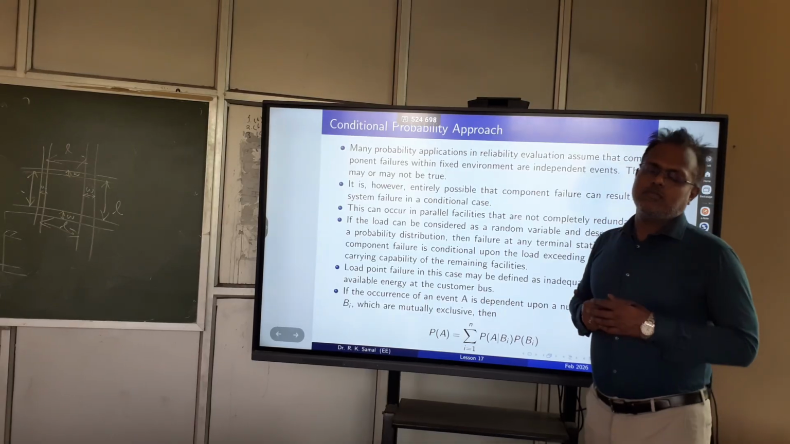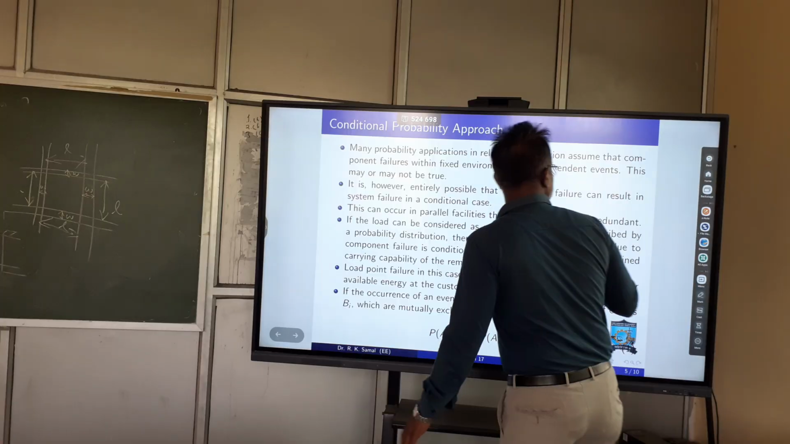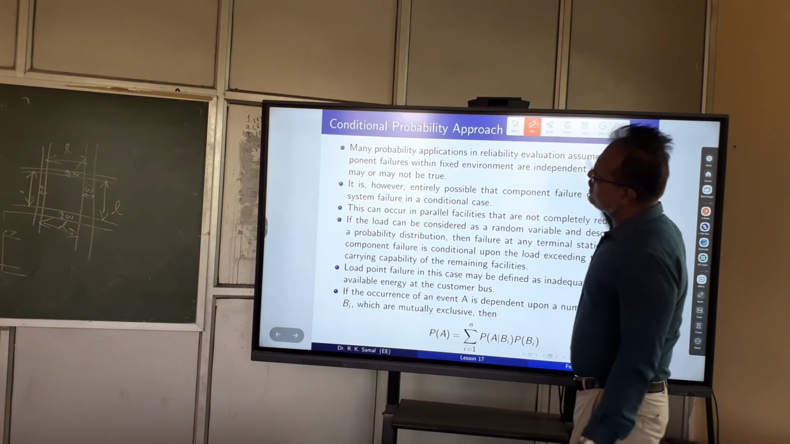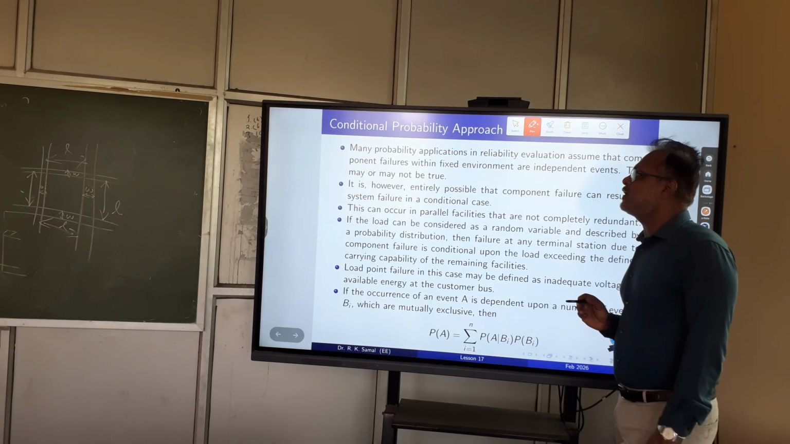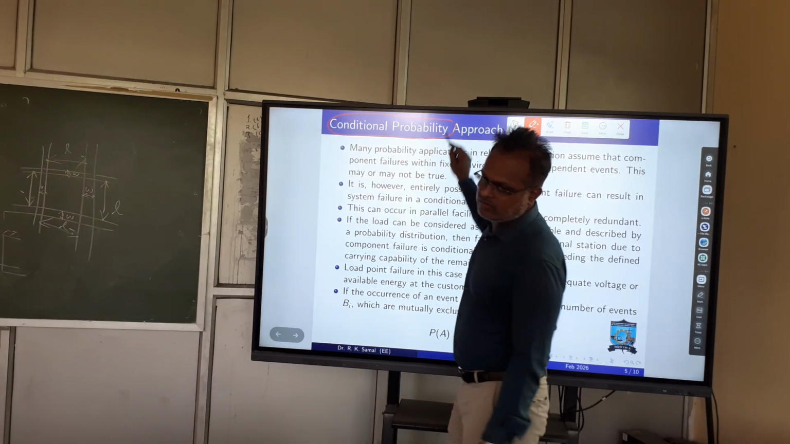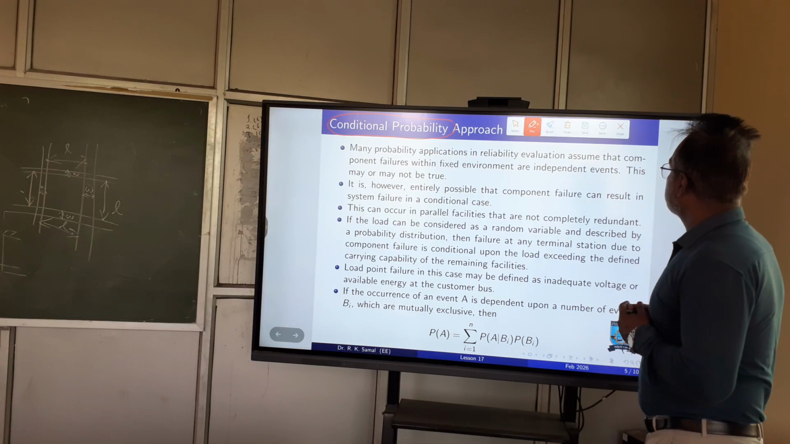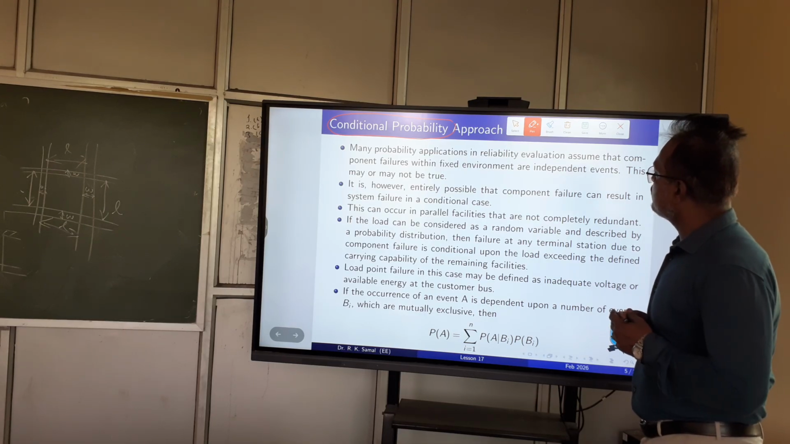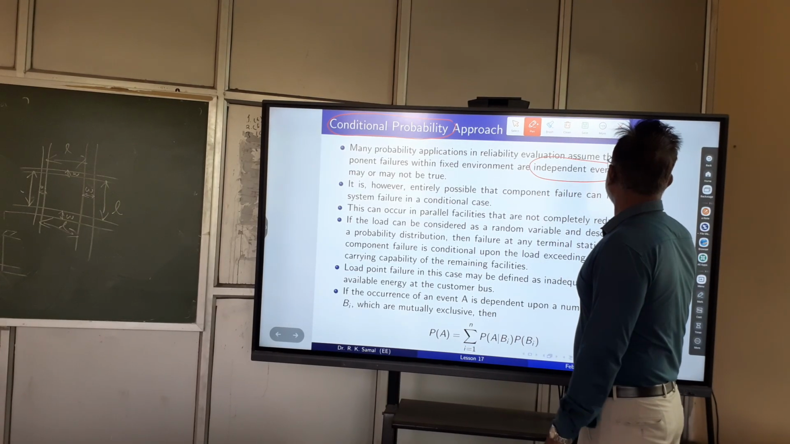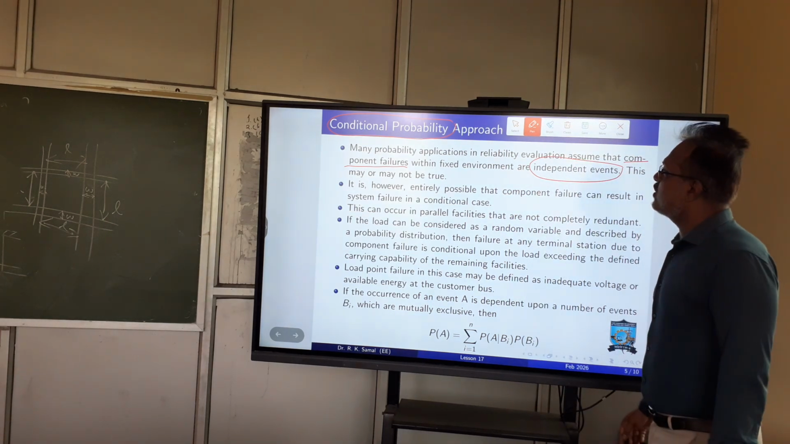For this transmission system reliability approach, we use conditional probability. Till now we have been using only the binary distribution, but here we are going to use the conditional probability approach, which was covered in the very first or second class. Many probability applications in reliability evaluation assume that component failures within fixed environments are independent events. This may or may not be true.